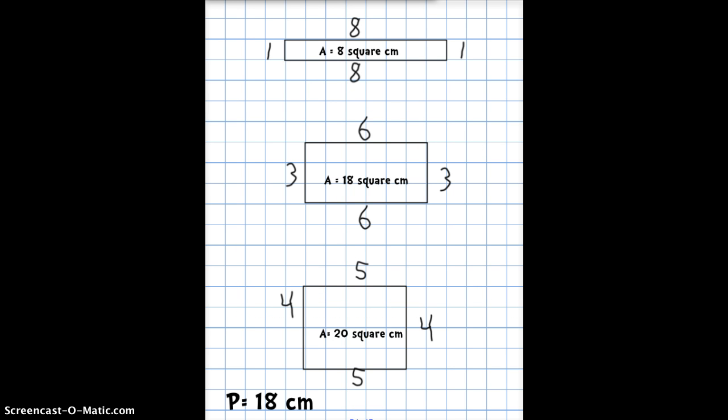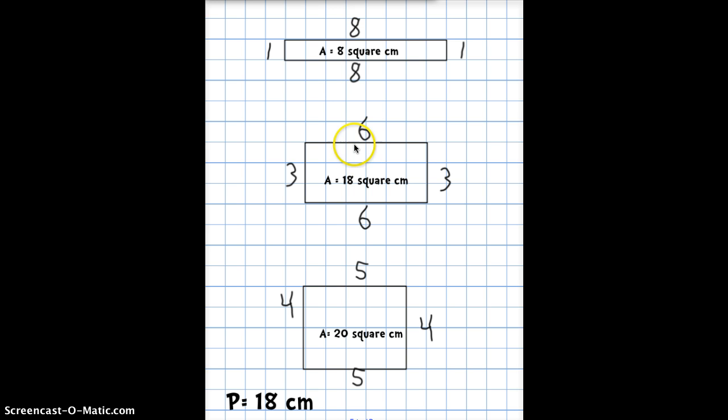Now, students are also beginning to learn that if you take the same perimeter of a rectangle, but change the configuration of the rectangle, the area changes also. And here's an example of what I'm talking about. You can take a look at this rectangle, which is 1 centimeter wide and 8 centimeters long, and the area is 8 square centimeters.